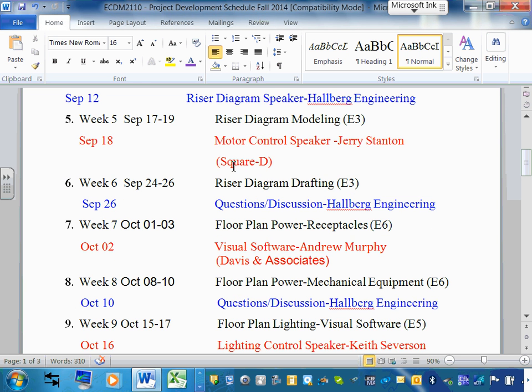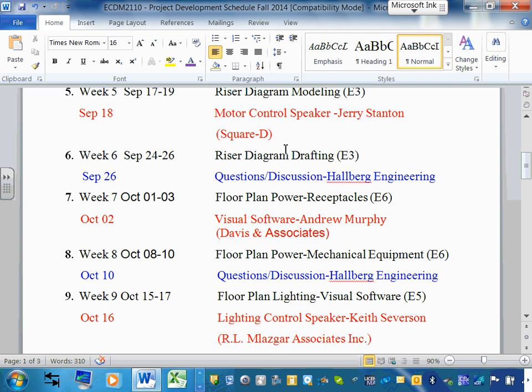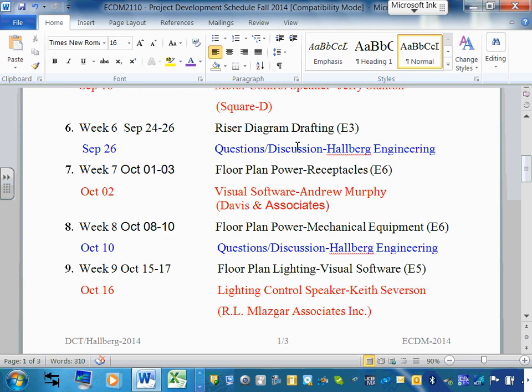Okay, so week 5, we're going to have riser diagram modeling. You guys are going to build the riser, E3. And we have Jerry Stanson from motor control, a speaker from Square D, who is going to be here. Moving into week 6, guys, we're going to have riser diagram drafting. You're going to do the drafting on the riser diagram, E3. And we're going to do questions and answers for Hallberg. You can see Hallberg is going to be here.